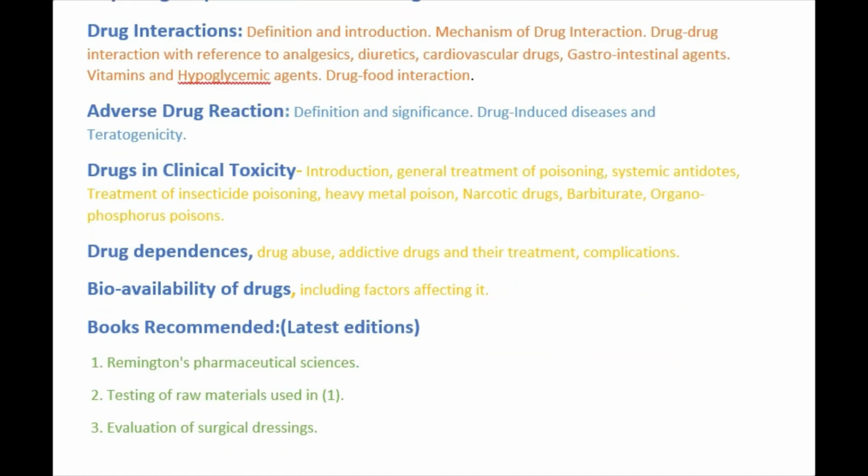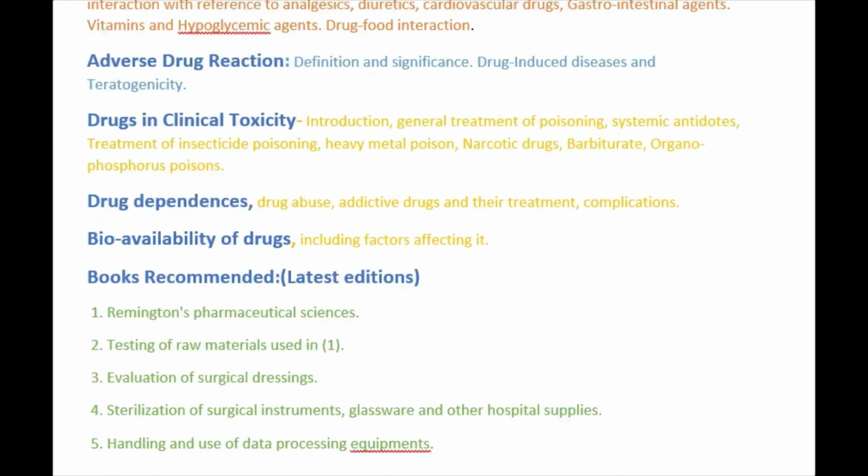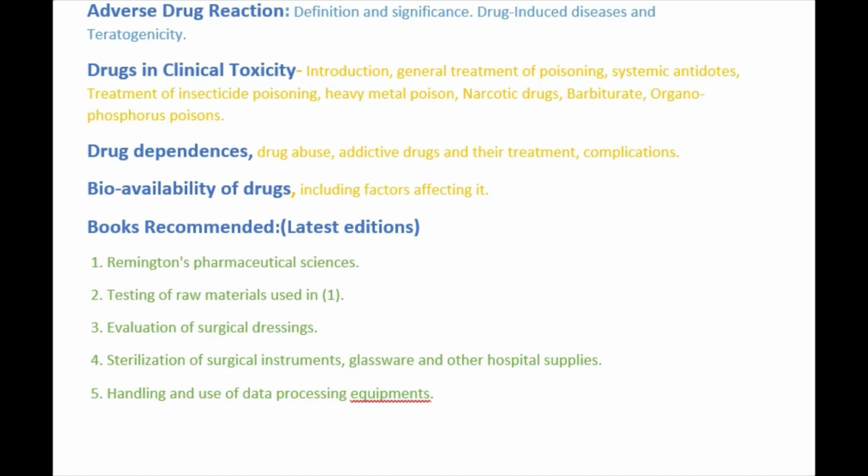Next chapter is drugs in clinical toxicity. It contains its introduction, general treatment of poisoning, systemic antidotes, treatment of insecticide poisoning, heavy metal poison, narcotic drugs, barbiturates, and organophosphorus poisons. Next one is drug dependence, drug abuse, addictive drugs and their treatment and complications. Next is bioavailability of drugs, including factors affecting it.